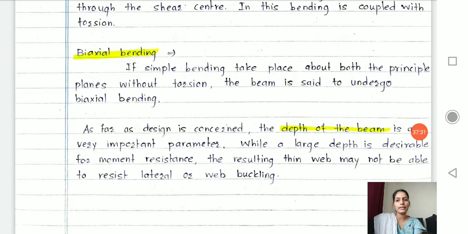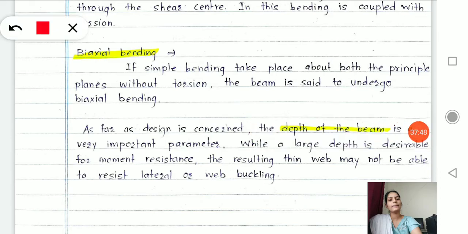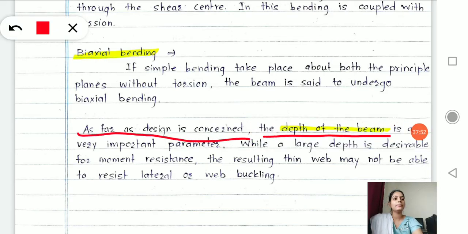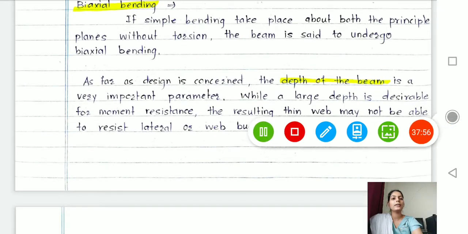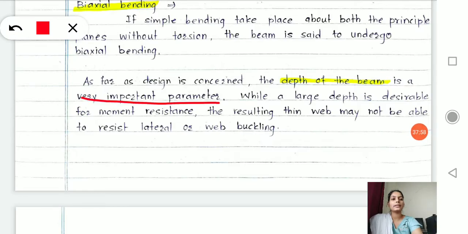You will understand it while designing the roof truss. We will do a detailed analysis of the purlin beam, and we will even design the purlin beam in the roof truss. For that, keep in mind that purlin beams carry biaxial bending. Now the last part is here. As far as design is concerned, the depth of a beam is a very important parameter.